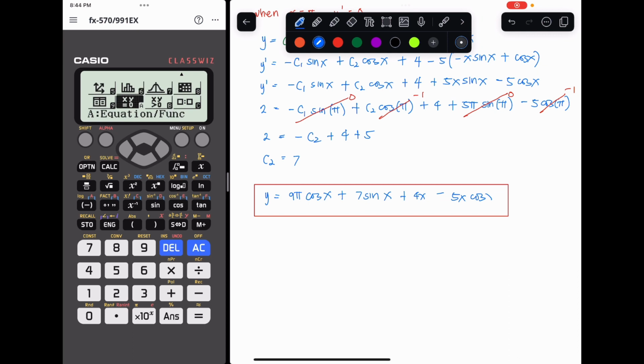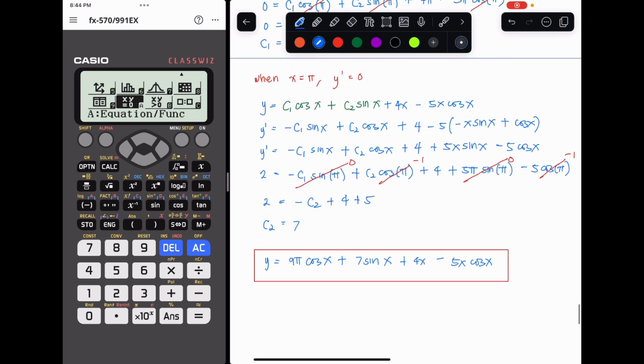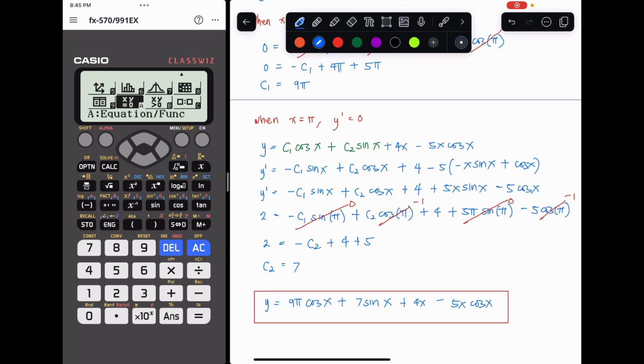So the general solution then is y equals 9 pi cosine x plus 7 sine x plus 4x minus 5x cosine x. And that is how we solve a non-homogeneous equation using the method of undetermined coefficients case 2.